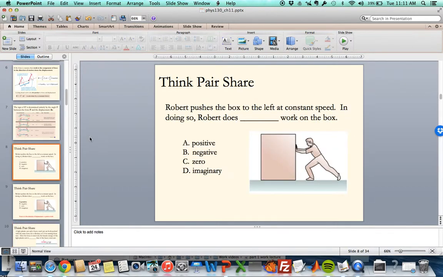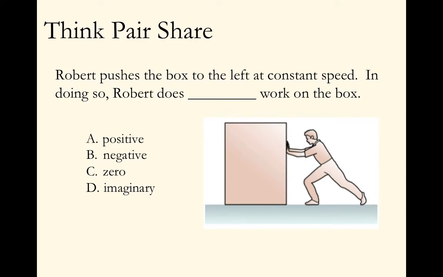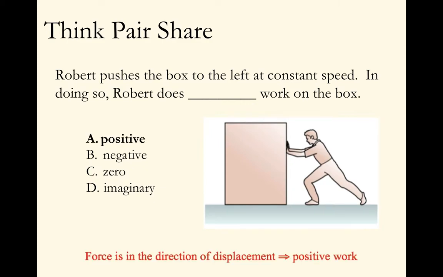So here, I wanted to talk about this problem. This problem is a think, pair, share. Robert pushes the box to the left at constant speed, and in doing so, Robert does what kind of work on the box? Positive, negative, 0, or imaginary? The way to think about this is that the box is moving to the left, and Robert is exerting a force in the same direction that the object is moving. So the force and the motion are in the same direction. So we should have a positive work on the box. Right at the bottom here we can say force is in the direction of displacement, so therefore we have a positive work.